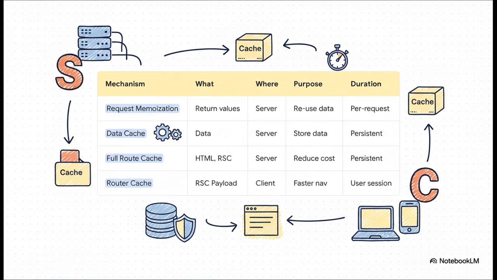You've got request memoization, which is all about deduping function calls during a single render. Then there's the data cache, which is for holding onto data across different requests. The full route cache, that stores the actual ready-to-go HTML. And then finally, the router cache on the client. Well, that's the secret sauce that makes navigation feel so darn fast.